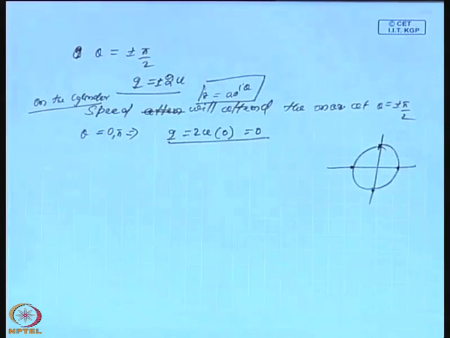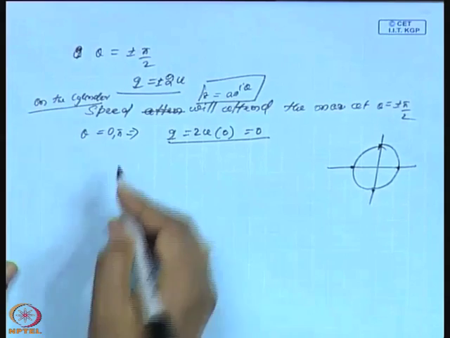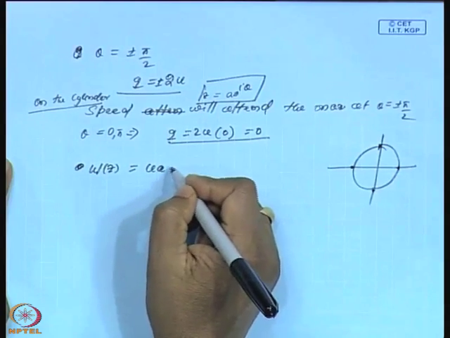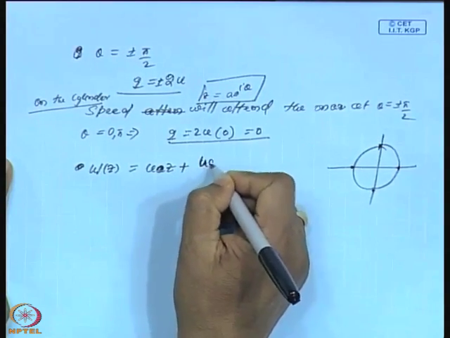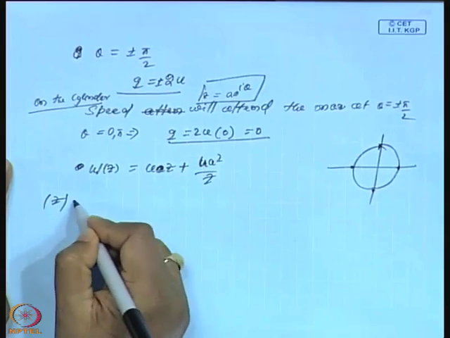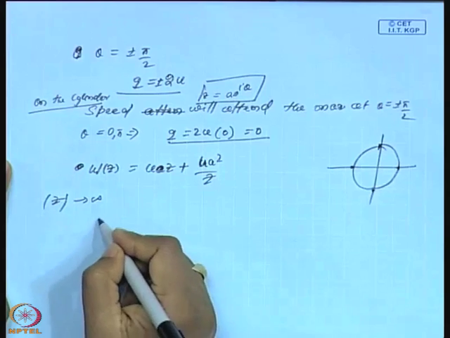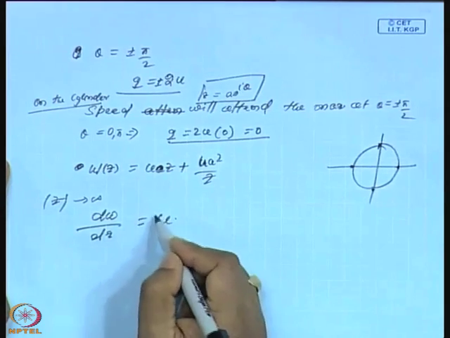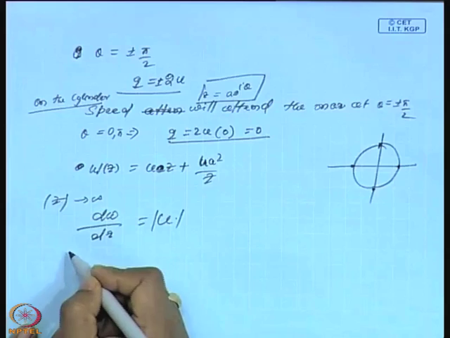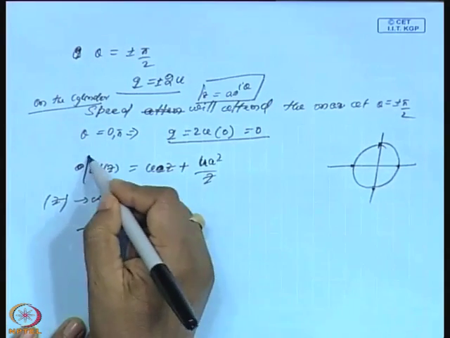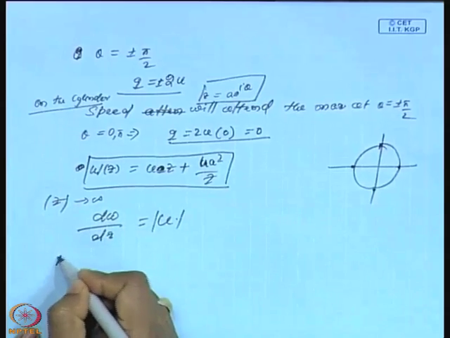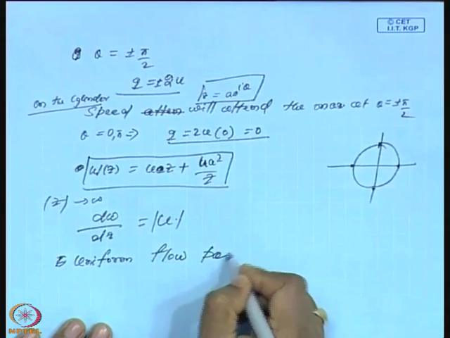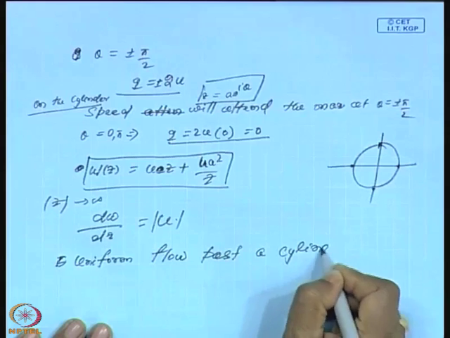So again, if you look at, because we have already seen our w(z) = uz + ua²/z. Again, as z tends to infinity, we have seen that dw/dz is equal to u, and that shows that it is a uniform flow at far field. And if you look at this, we can always say that the w(z) given by this will represent the uniform flow past a cylinder of radius a.